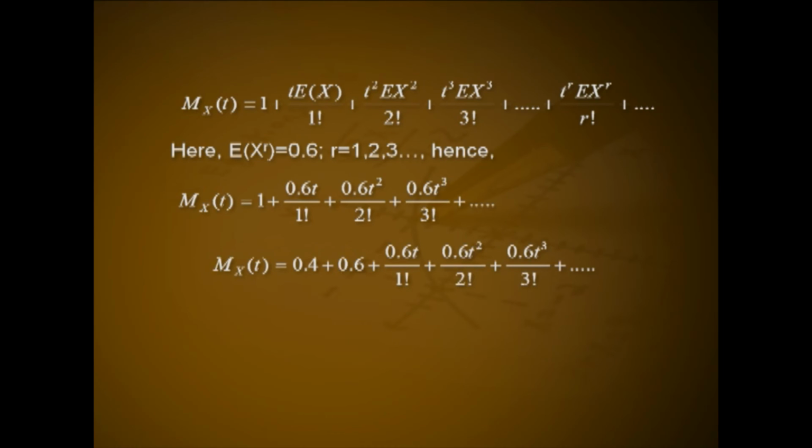That is Mx(t) equal to 0.4 plus 0.6 plus 0.6 t by 1 factorial plus 0.6 t square by 2 factorial plus 0.6 t cube by 3 factorial plus etc. That is equal to 0.4 plus 0.6 into (1 plus t by 1 factorial plus t square by 2 factorial plus t cube by 3 factorial plus etc.). That is equal to 0.4 plus 0.6 into e raised to t. Again, we have Mx(t) equal to summation over x e raised to tx into probability of capital X equal to small x.